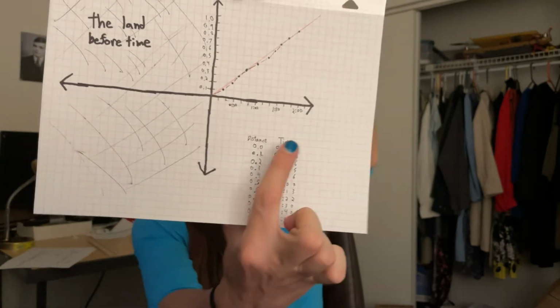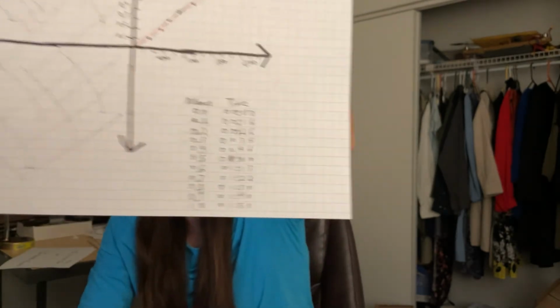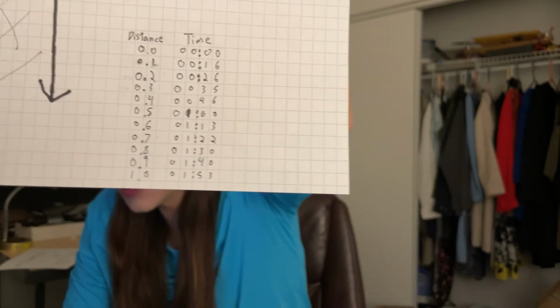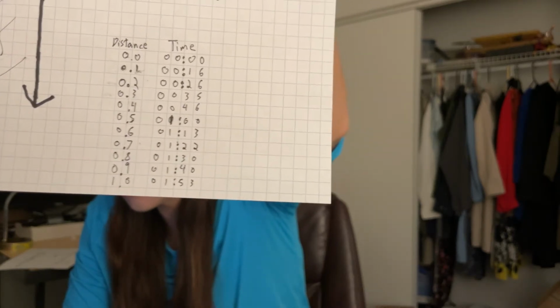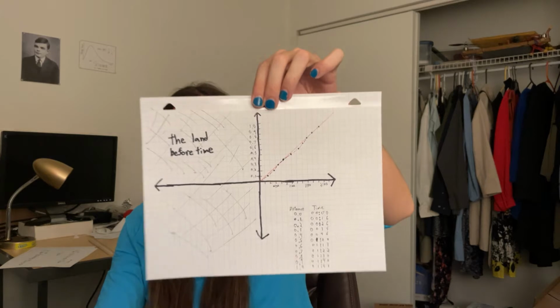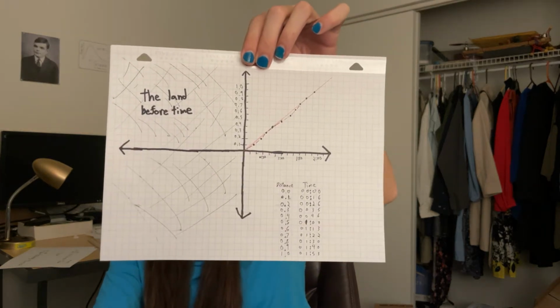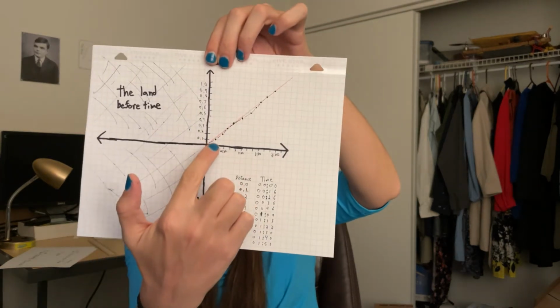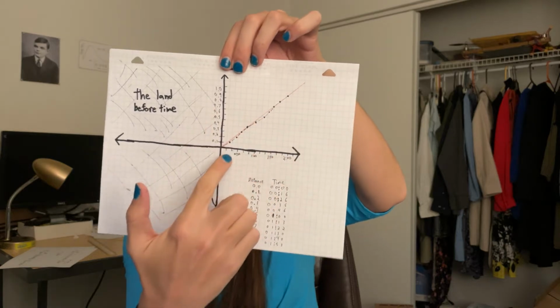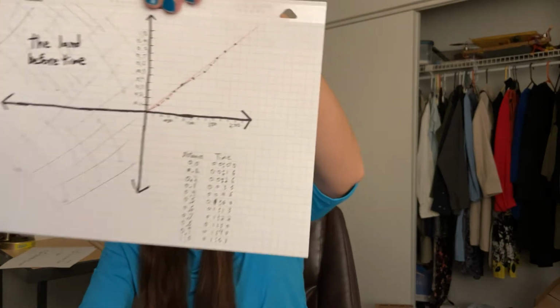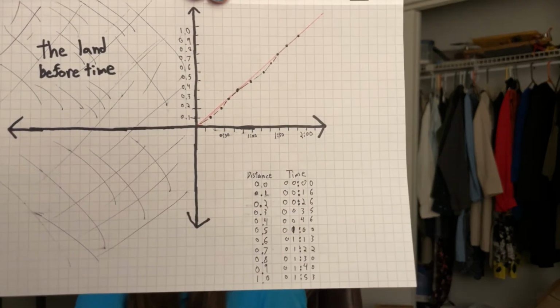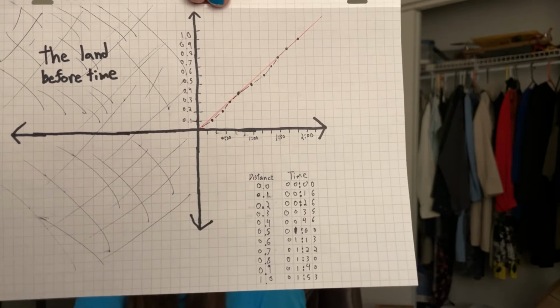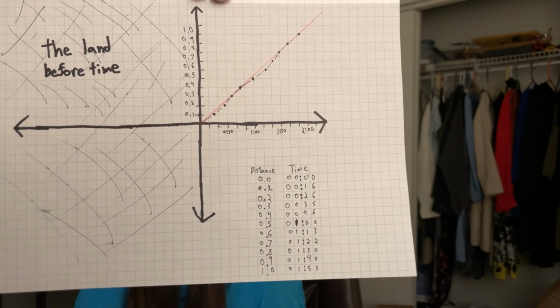And so down here is the data table. I've written down for you the distances and the corresponding timestamps, and then I've graphed them. And what you'll see here is that there are these data points, and there's this red line, and there's also that dashed line connecting them. So what's going on is, what's that red line? Well, that red line is a representation of my average speed.